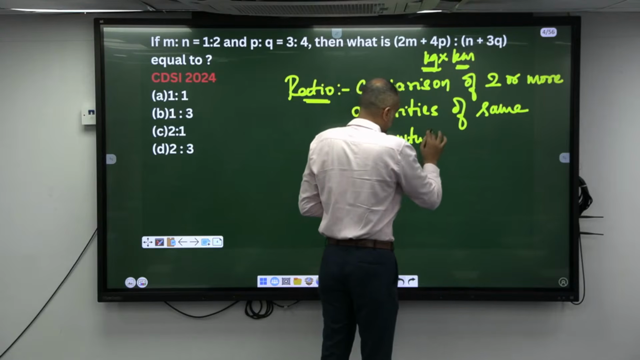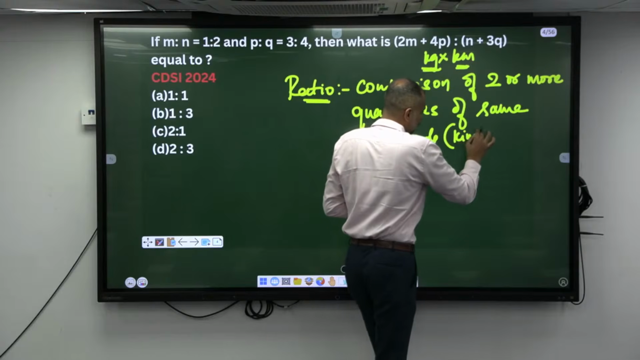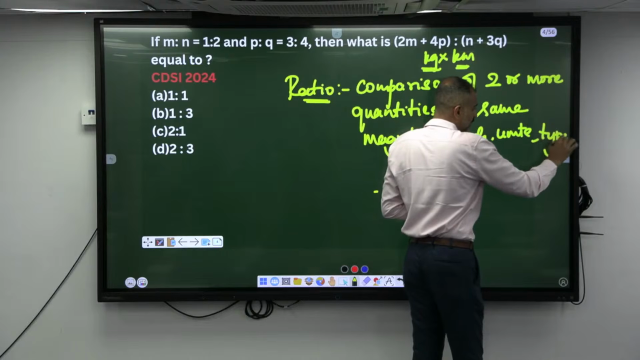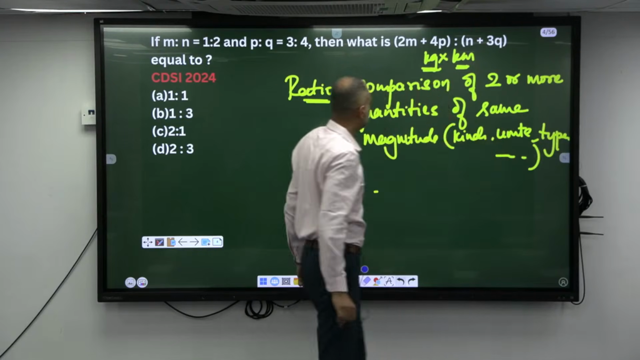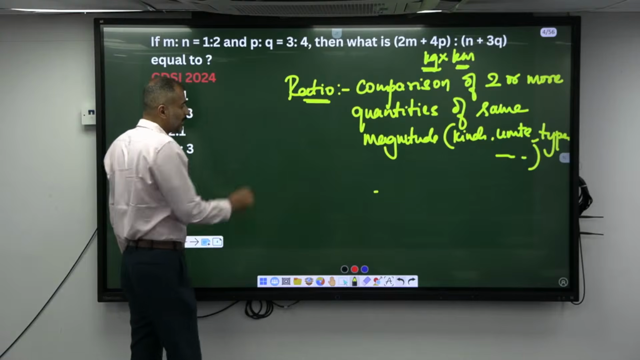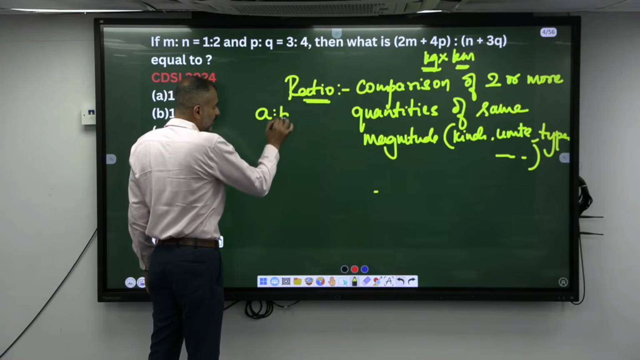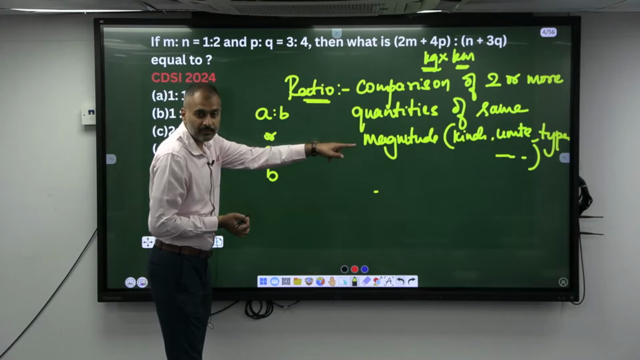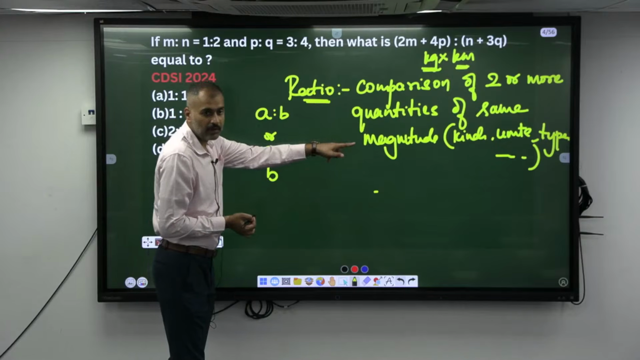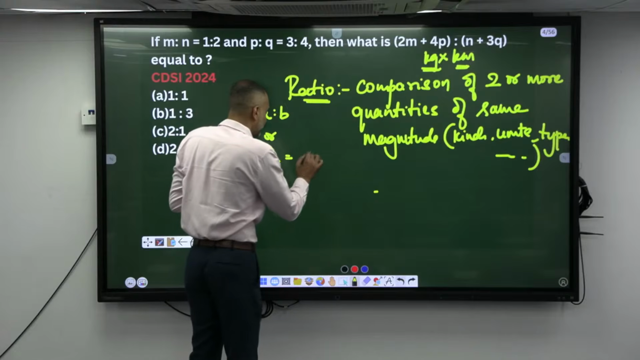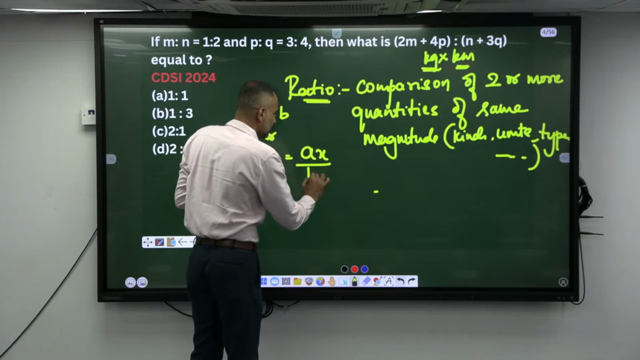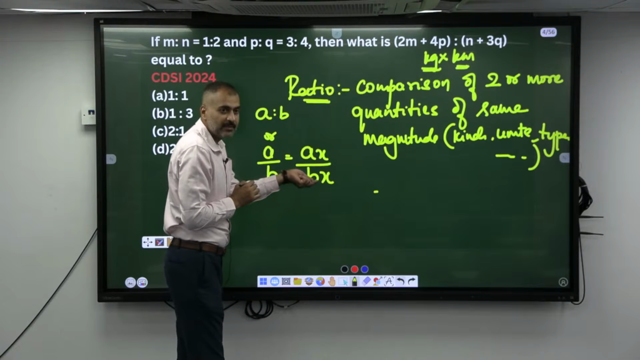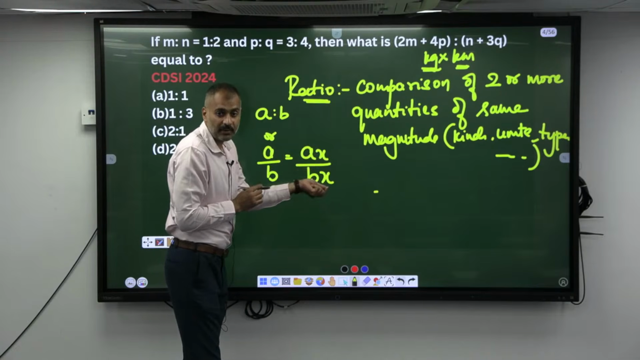Meaning they have to be of the same kinds, same units, same types, isn't it? This is called ratio. Ratio can be represented in the form of A is to B or else A by B, where A and B are of the same type. Understood? Always in that ratio, there will be a common factor, which is nothing but X. Can I write it in this way? A by B is equal to AX by BX, where X is the common factor, isn't it?